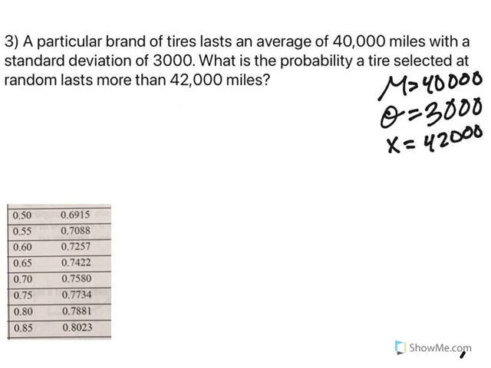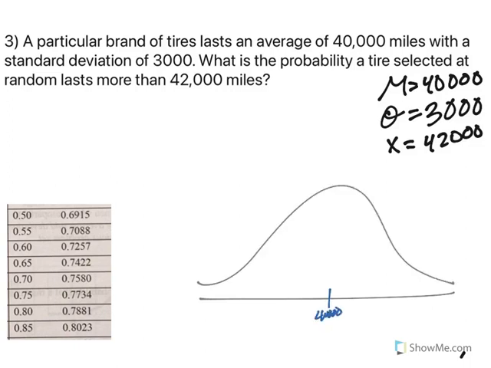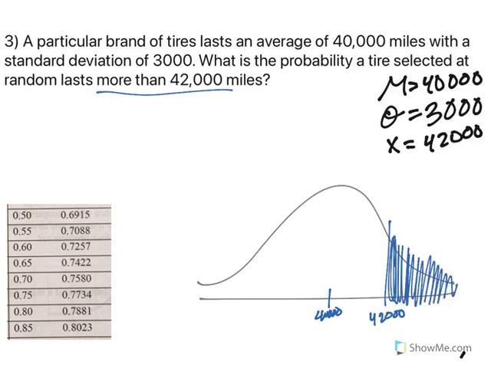If we think through this graphically, I know my average is 40,000. My value is 42,000, so it's going to be somewhere over here. We would have the probability more than 42,000. I'm looking at the area over here. Now, this is where you need to think, I need a z-score. Because if I have a z-score, then I can find probability. A z-score leads to probability.